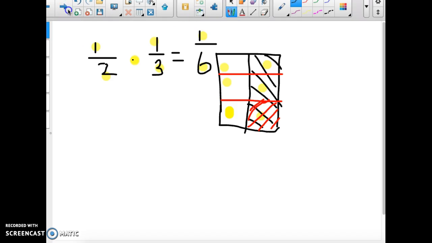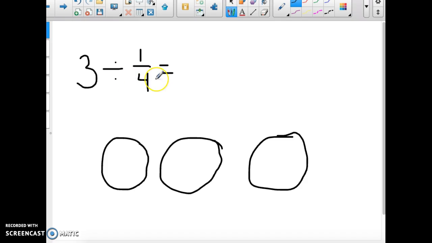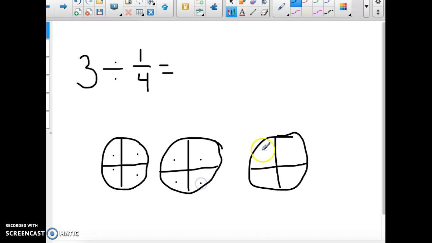All right, let's take a look at the whole number divided by fractions. So here I have 3 wholes. We can think of them as 3 pizzas, 3 pies. I am splitting them up into pieces that are a fourth big. So I'm going to go ahead and split all of these into fourths. And then I am going to count how many pieces that are 1/4 big, or how many groups that are 1/4 of the whole do I have. So I've got 1, 2, 3, 4, 5, 6, 7, 8, 9, 10, 11, 12.